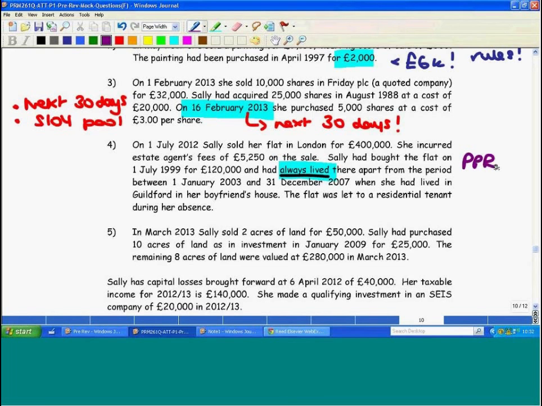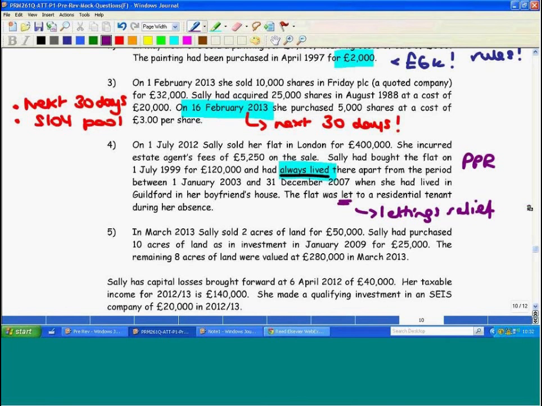What we would also need to consider is, of course, if she's lived there and she's let it out, then that is an extension to PPR, and we can then consider lettings relief as well. Now, we've got the key numbers here. So we've got the proceeds, we've got the costs, and then we've got what's happened during the time period.